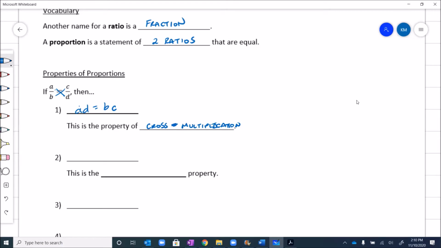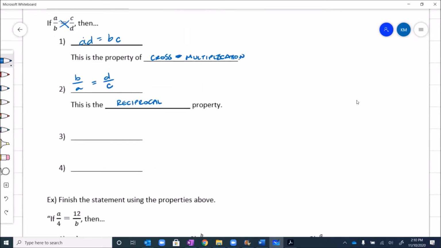Also, it's true if A over B equals C over D, then we can say that B over A equals D over C. Okay, and this is the reciprocal property. Again, looking at this ratio, we can also say if A over B equals C over D, that A over C would equal B over D.